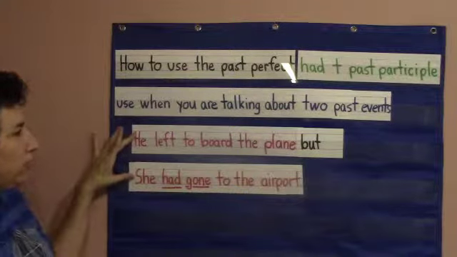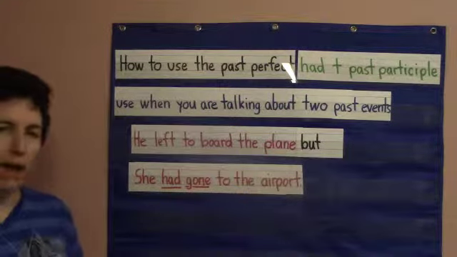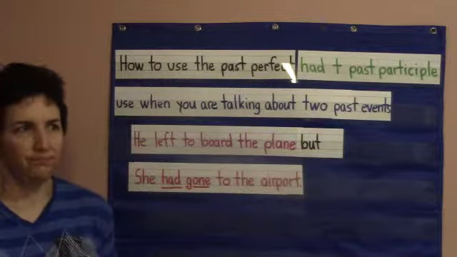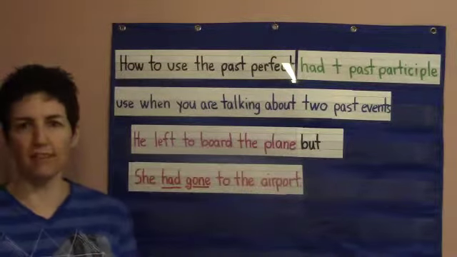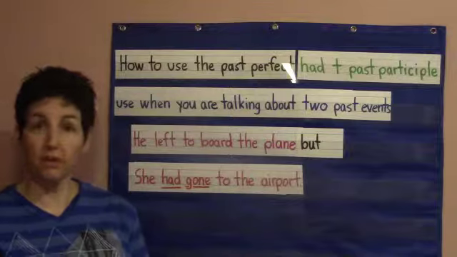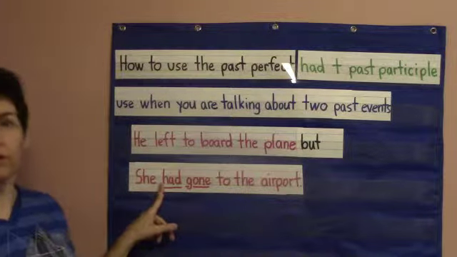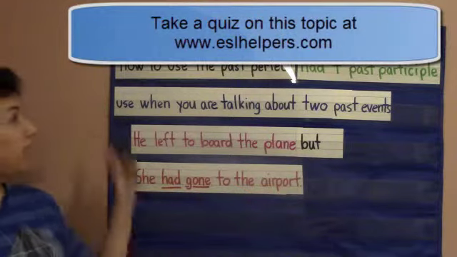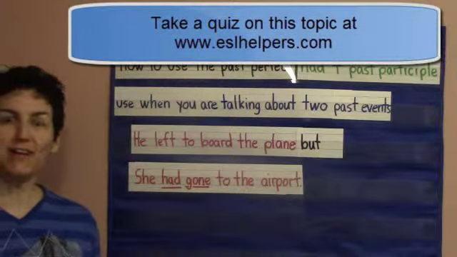So I use this example, kind of an ambiguous example, just to show you that it's not so much that everything has to be perfectly super clear, other than the order of the events. Okay, so that's our little review of the past perfect.